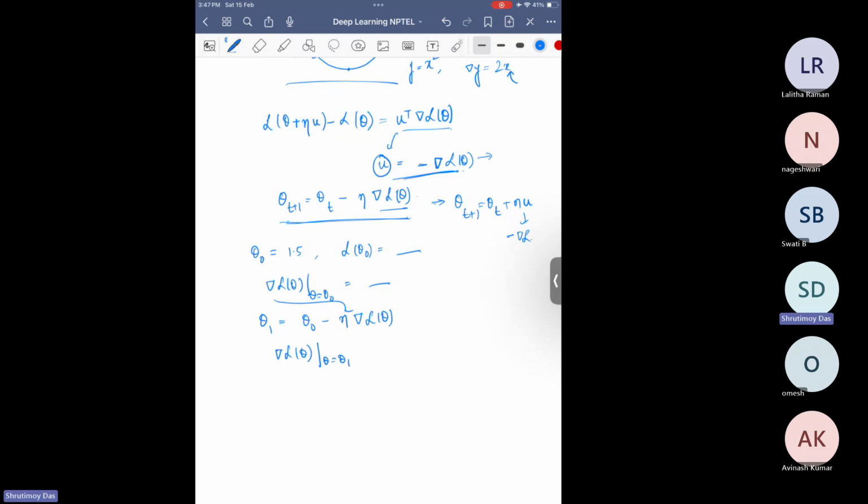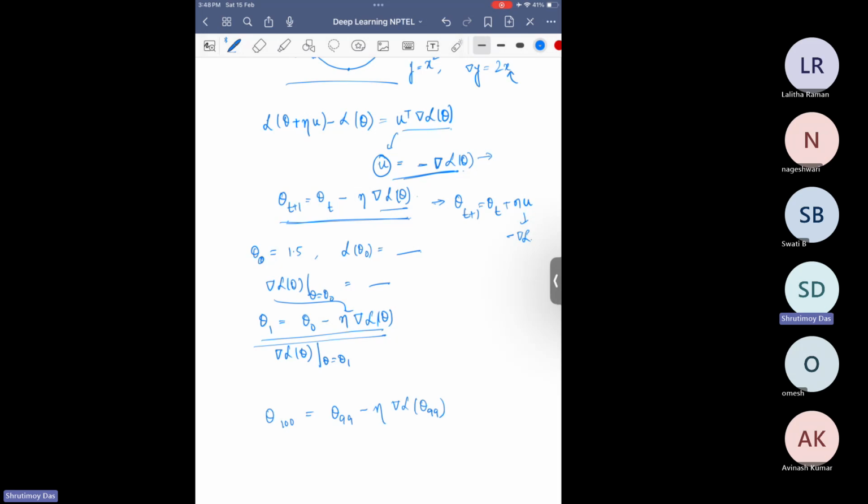Okay, after one iteration, you will get something like this, right? And now you'll calculate this gradient again because your theta is changing. Earlier you had theta naught, now you have theta 1, next you have theta 2. Suppose you are calculating theta 100. Theta 100 will depend on theta 99 and your gradient at theta 99.